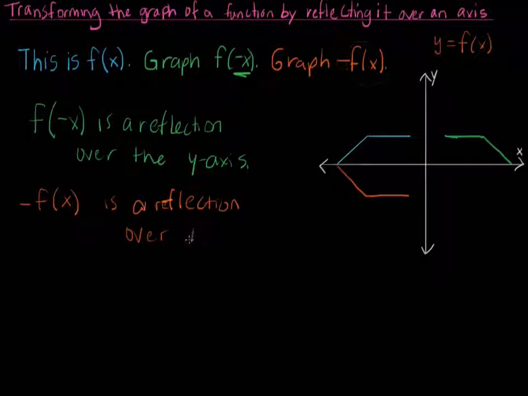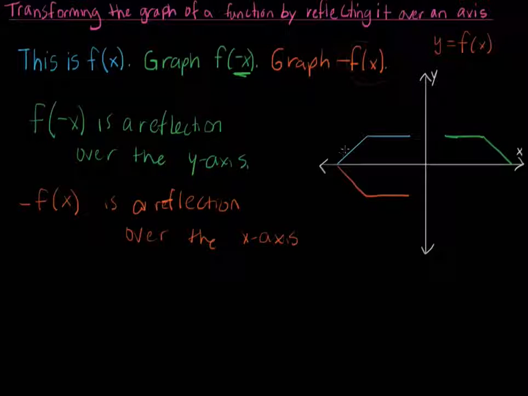over the x-axis. But the easier thing to remember is that it takes all of the y values and makes them negative, and it takes all of the x values and leaves them alone. The f of negative x takes all of the x values and makes them their opposite, or negative of what they were, and leaves all of the y values alone.